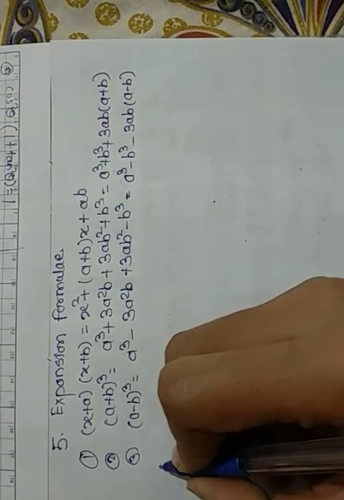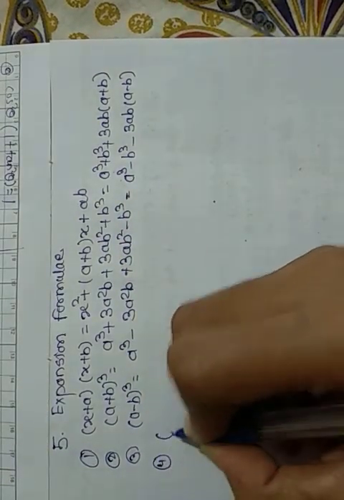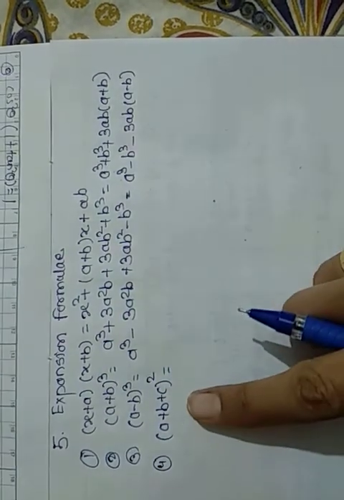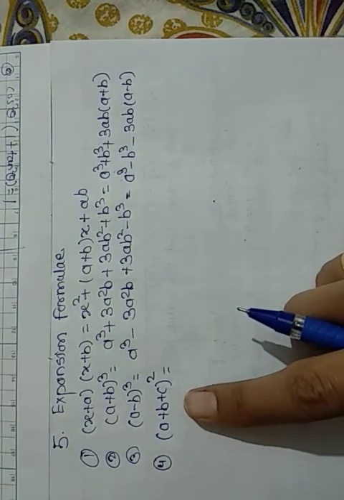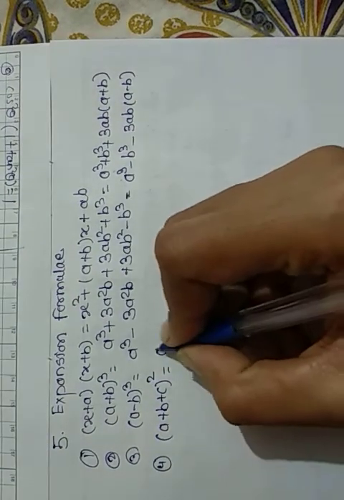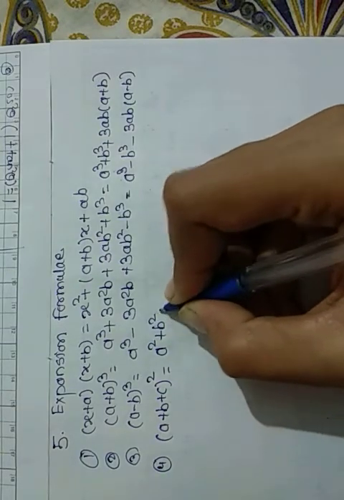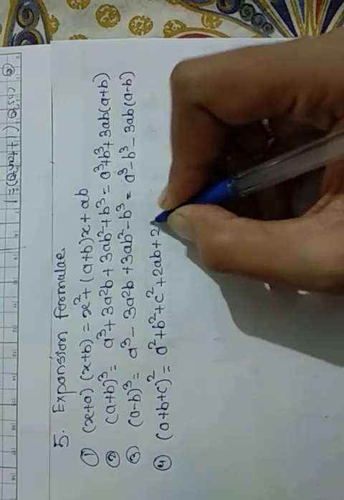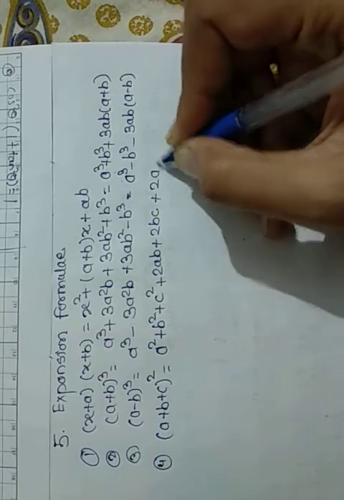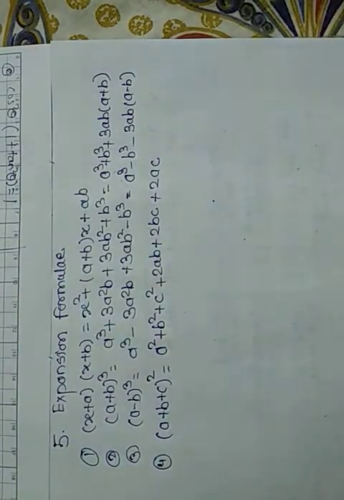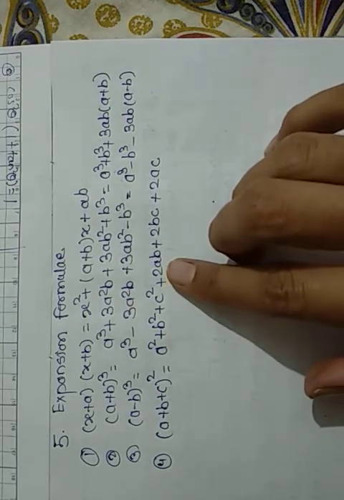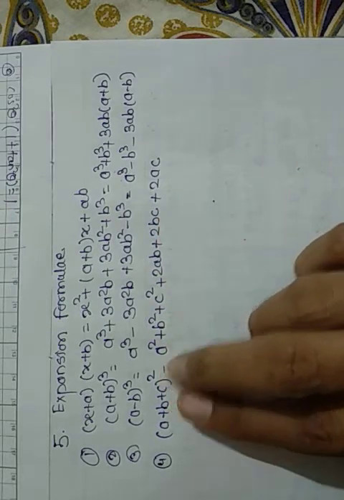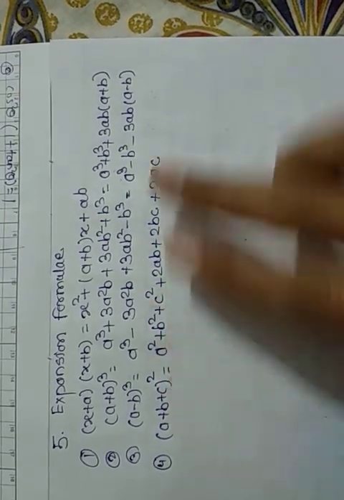Now let's see, today we are going to see the fourth expansion, (a + b + c) bracket square. Means there are three terms inside the bracket. (a + b + c) square is equal to a square plus b square plus c square plus 2ab plus 2bc plus 2ac. Means square of all terms, after that 2 into product of first two terms plus 2 into product of last two terms plus 2 into product of first and last term.